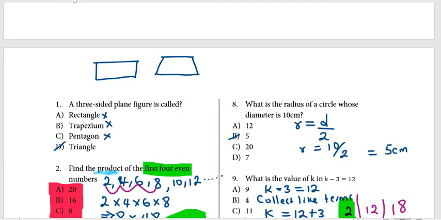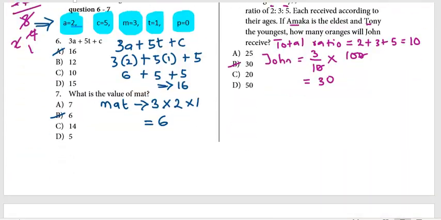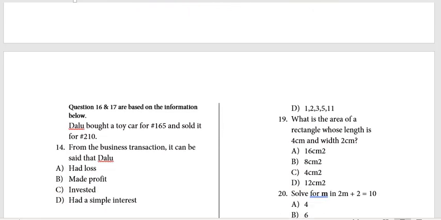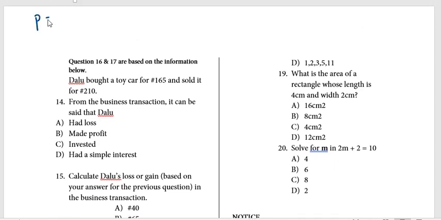Let's go to the formula reference. There is some information there about profit and loss. Right here, so watch this: profit is selling price minus cost price, loss is cost price minus selling price. So let's go back to the question. Profit is selling price minus cost price, while loss is cost price minus selling price. So let's continue from this point now.